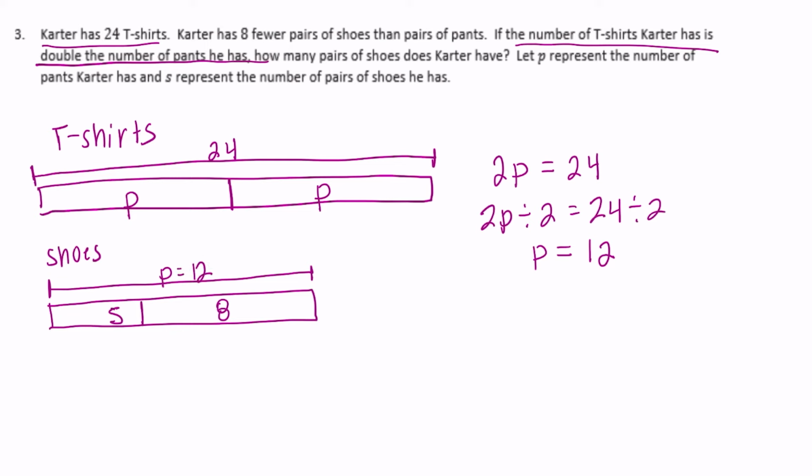So then we have S, or the shoes, plus 8 is equal to 12. So S plus 8 is equal to 12. We need to get S alone. So S plus 8, to get rid of the 8, we just subtract 8. And whatever we do on that side, we need to do on the other. So 12 minus 8. So S is equal to 4, or shoes is equal to 4. So he has 4 pairs of shoes.